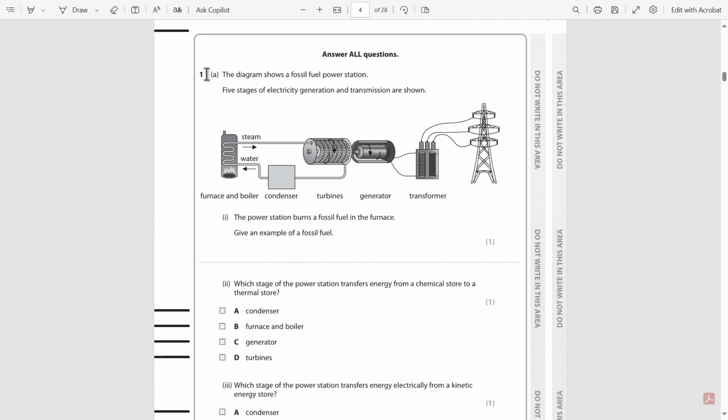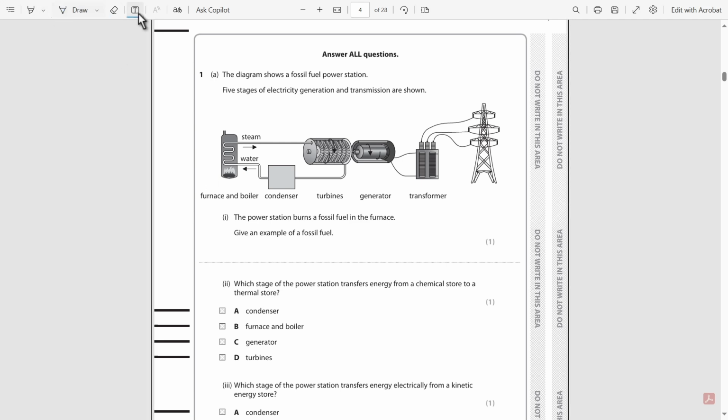Now let's get to the first one. The diagram shows a fossil fuel power station. 5 stages of electricity generation and transmission are shown: furnace and boiler, condenser, turbines, generator, and transformer. The power station burns a fossil fuel in this furnace. Give an example of a fossil fuel. So guys, usually the fossil fuel is going to be here. It's what we're burning.